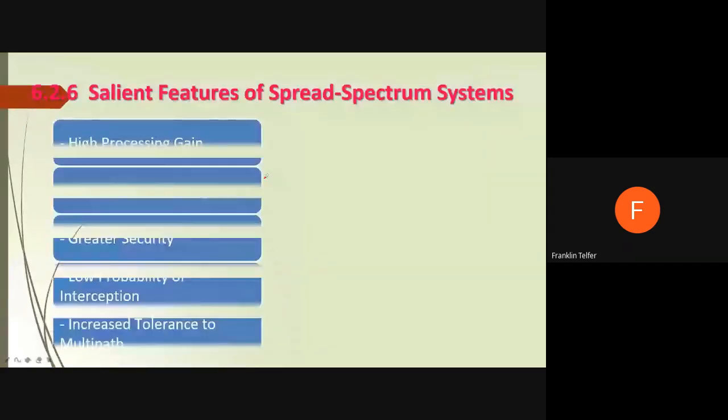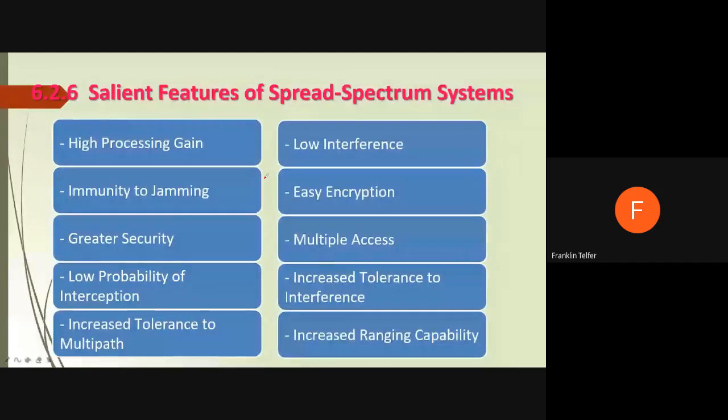Salient features of this spectrum: high processing gain, immunity to jamming, greater security, low probability of interception, increased tolerance to multipath and low interference, easy encryption, multiple access, and increased ranging capacity, that is near and far. So it provides good security, immunity to jamming, and high processing gain. You should make sure the gain is high during transmission. If you transmit Bluetooth data from your laptop to your mobile, the gain has to be maintained high.